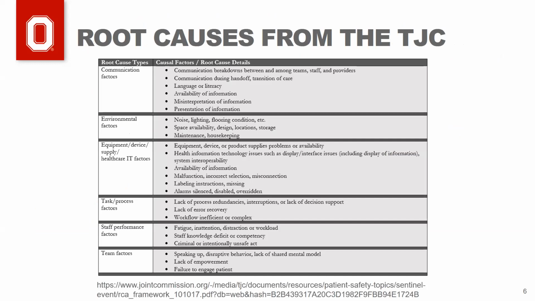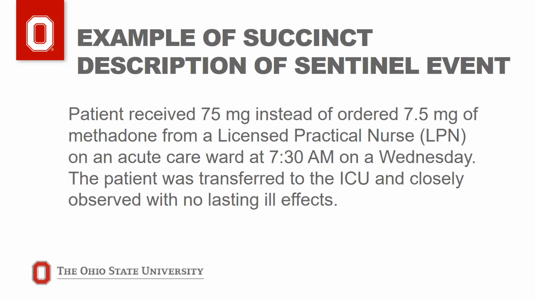So here are the root causes that the Joint Commission is looking for in their taxonomy. And so in here, you could imagine picking under staff performance factors, staff knowledge deficit, which would match pretty well with what was found. But it doesn't really capture the essence of the Safety 2 perspective. So I'd encourage you to think about a different root cause for this particular example.